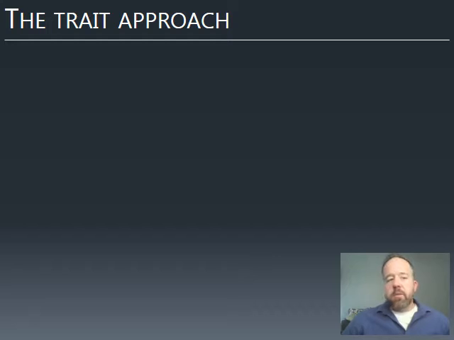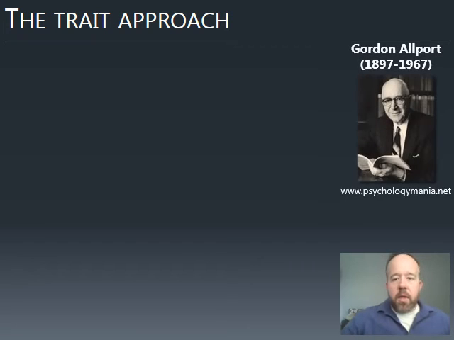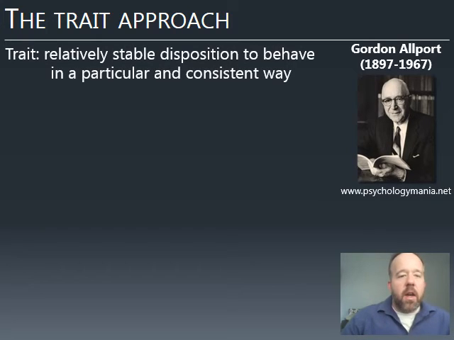Okay, so that is Freud's psychodynamic approach. A later approach is what's called the trait approach. And this was put forth first by an individual named Gordon Allport, who we see here on the right. The idea here is that a trait is, as your book says, a relatively stable disposition to behave in a particular and consistent way. So again, we have this idea of consistency, and we also have that word particular, so distinctive in some way. So everyone doesn't have the same traits.